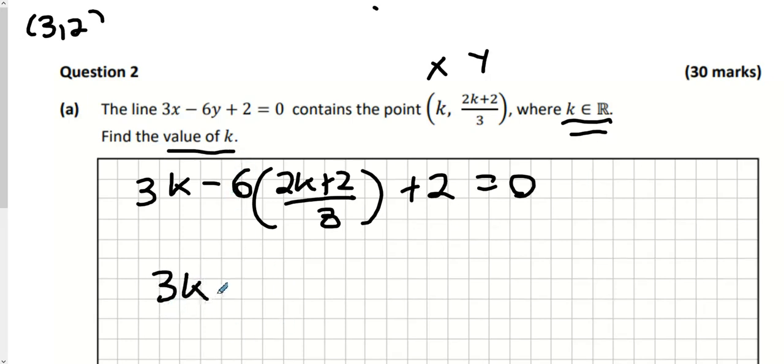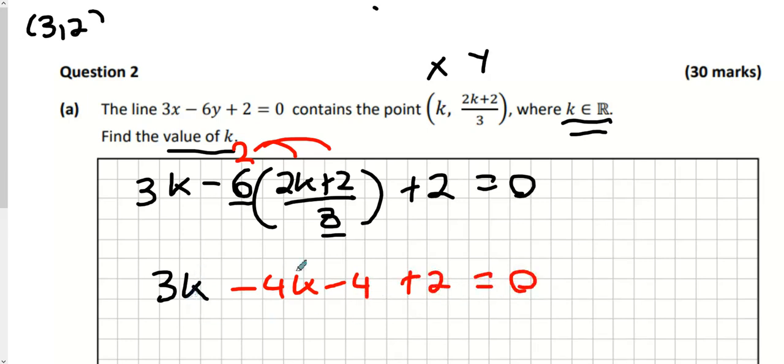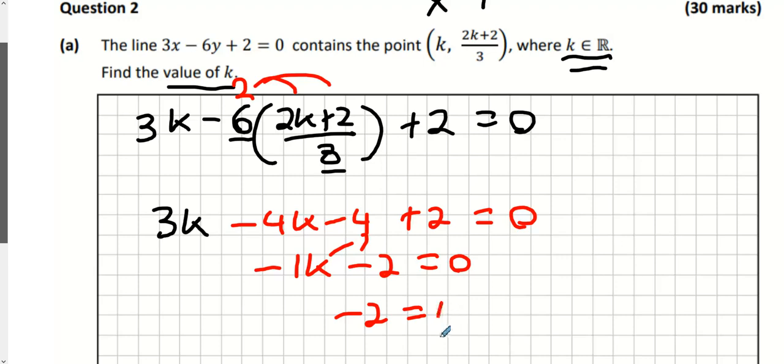So we're going to get 3k. Now, see the 6 and the 3. 6 divided by 3 is 2. So now it's a minus 2. Minus 2 multiplied by 2k is minus 4k. Minus 2 multiplied by plus 2 is minus 4 as well. And then you have your plus 2 here. Now, 3k take away 4k is minus 1k. And then we're going to have minus 4 plus 2, which is minus 2. I'm going to bring the k to the right. So I'm just going to get minus 2 equals k.